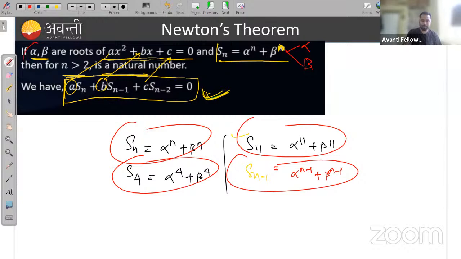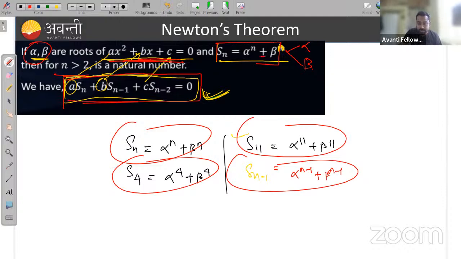Remember the statements only. Alpha and beta are the roots of this quadratic equation. If Sn is given as alpha to the power n plus beta to the power n, then for n greater than 2, this condition is always true.